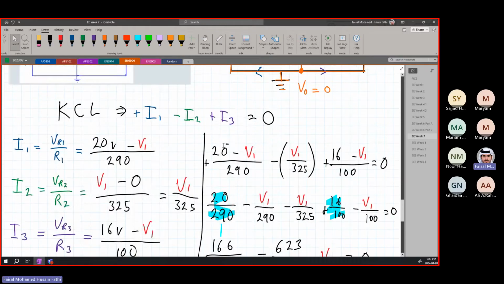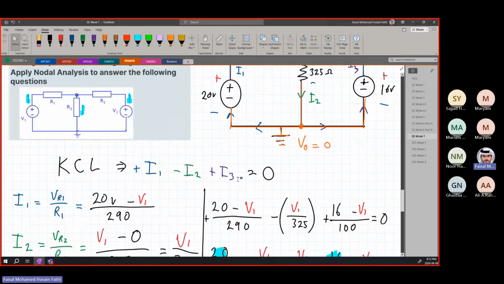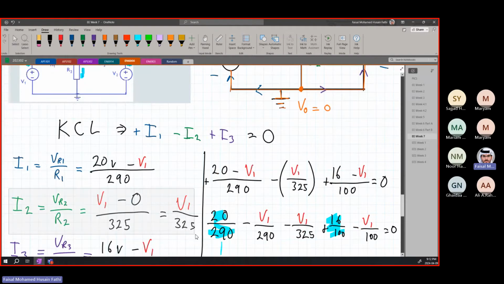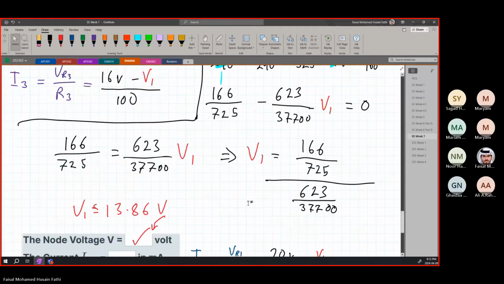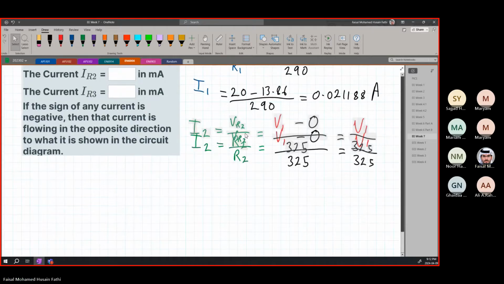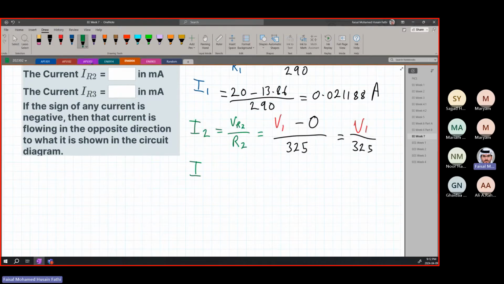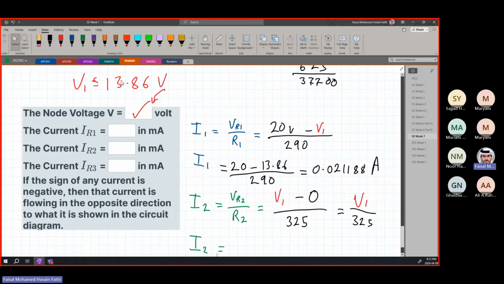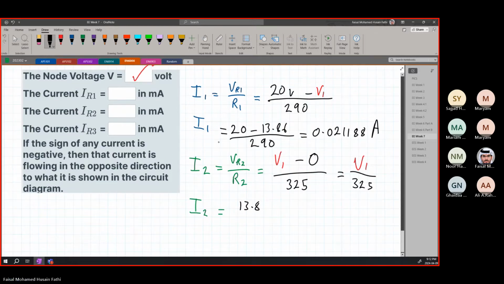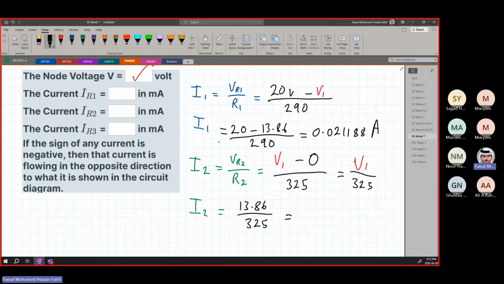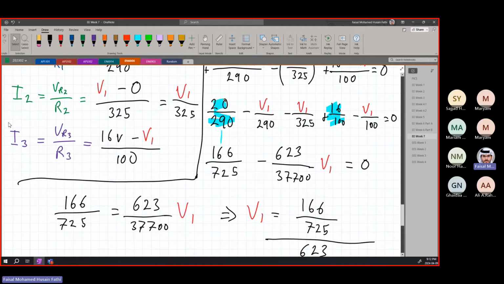Same thing again. They want the current in IR2. R2 is the one in the middle, this resistor. So we're going to take I2, this equation over here, and just use it. We already found V1 to be 13.86, divided by 325. So it's going to be equal to 13.86 divided by 325, 0.04265 ampere.